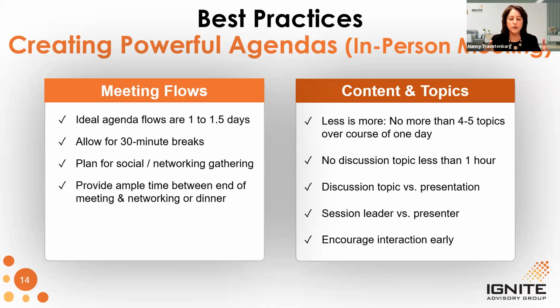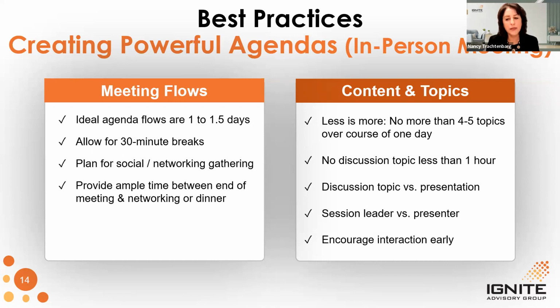So now you've got your draft, you've got the prioritization of your topics, and now you're going to put it all together into an agenda. A few tips to keep in mind as you craft the agenda. Ideal agenda flows are 1 to 1.5 days. All of our meetings are advisory board meetings, or most of them are 1 day, some are 1.5.